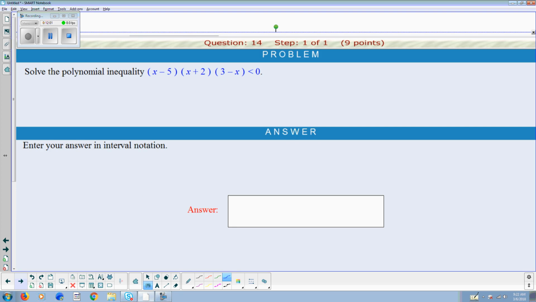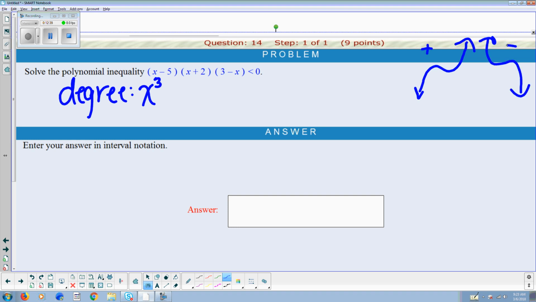Question 14. Solve the polynomial inequality. We did these, and we did these by examining the graph. Can you tell me the degree of this polynomial function? If I multiply all of this out, what's the degree? X to the third, because it'll be x times x times x. So it's going to be a degree of 3. That tells me it's a cubic. So it looks like this if the leading coefficient is positive, and it looks like this if the leading coefficient is negative. Is the leading coefficient going to be positive or negative?